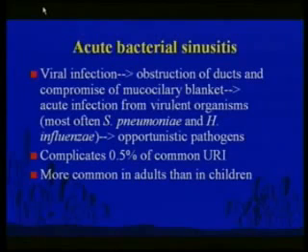Acute bacterial sinusitis, same thing that we talked about earlier, virus infection obstructing the ducts, compromising the mucociliary blanket, acute infections with virulent organisms, and we'll find again and again in these respiratory infections that virulent organisms, the pneumococcus and Haemophilus influenzae, paving the way for opportunistic pathogens. Acute bacterial sinusitis, about 1 in 200 respiratory infections, more often in adults than in children.